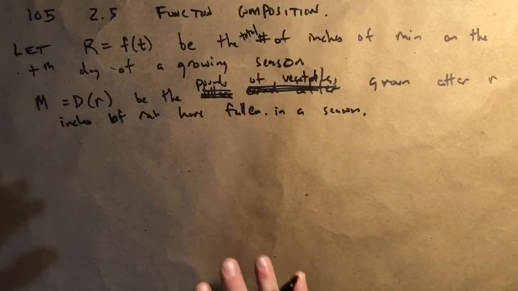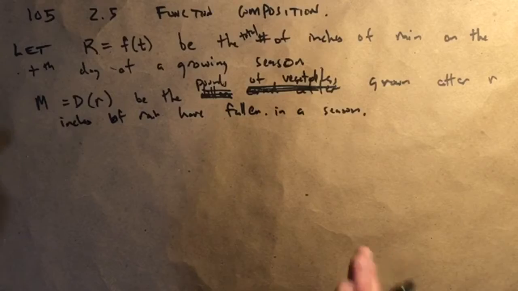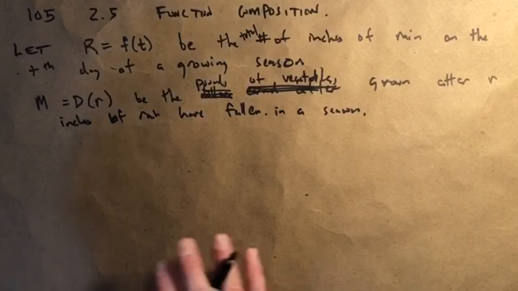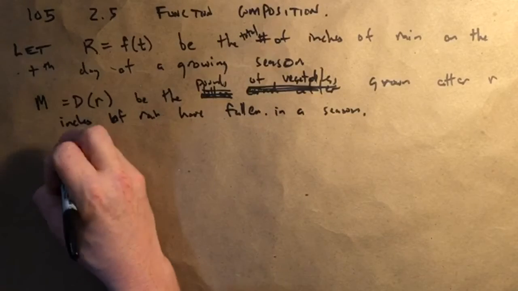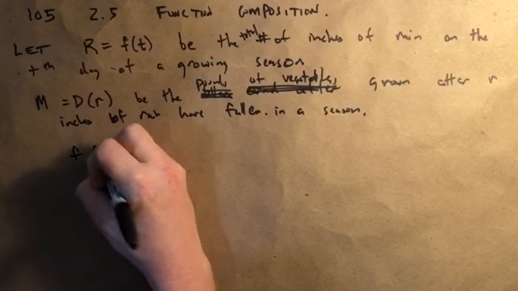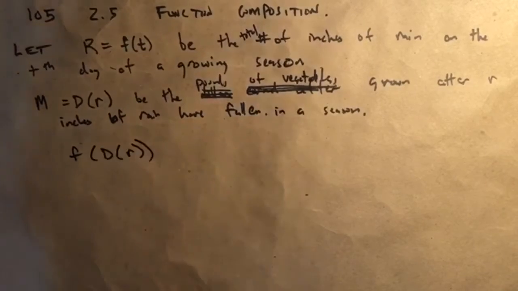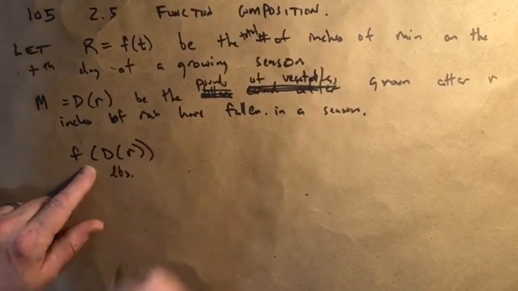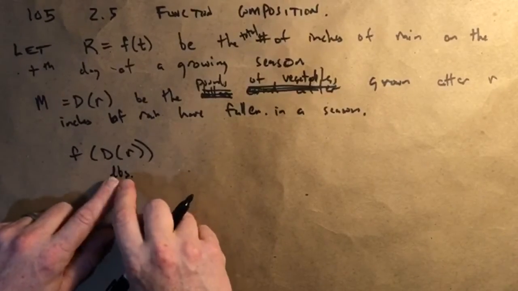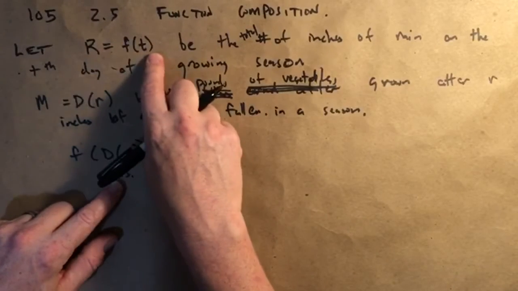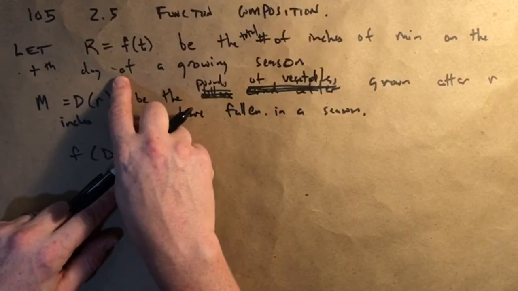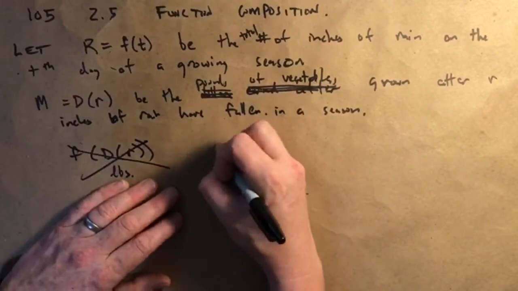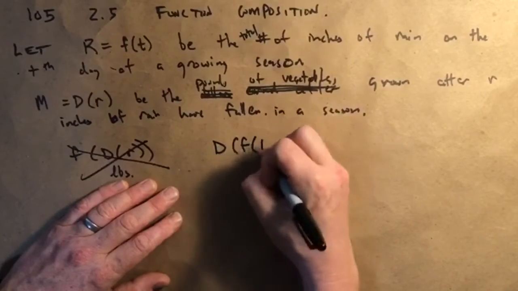While on the previous problem we were just putting things however we wanted to, right now, if I'm asking you to compose these functions, I think they only fit in one way. If I was to say F of D of R, the output of D of R is going to be some number of pounds. That output does not agree with the domain of F of t, which is the days of a growing season. So can I compose it the other way? Can I say D of F of t?